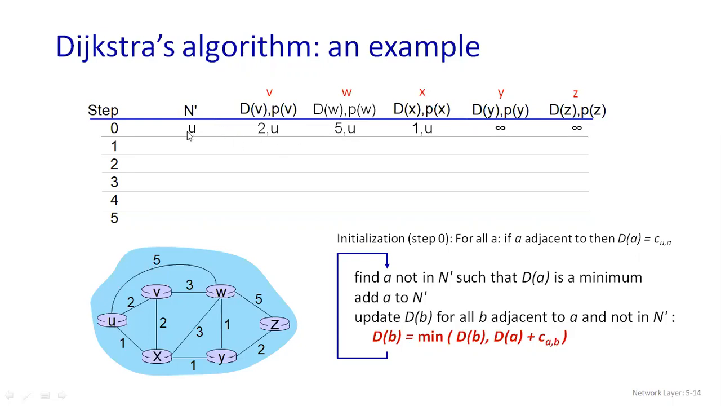So now you have to find out the D of distance to X. Okay, U to X. So U to X, what is the distance? 1. So I have written here 1. So what is my previous node? That is my U. So I have written U.